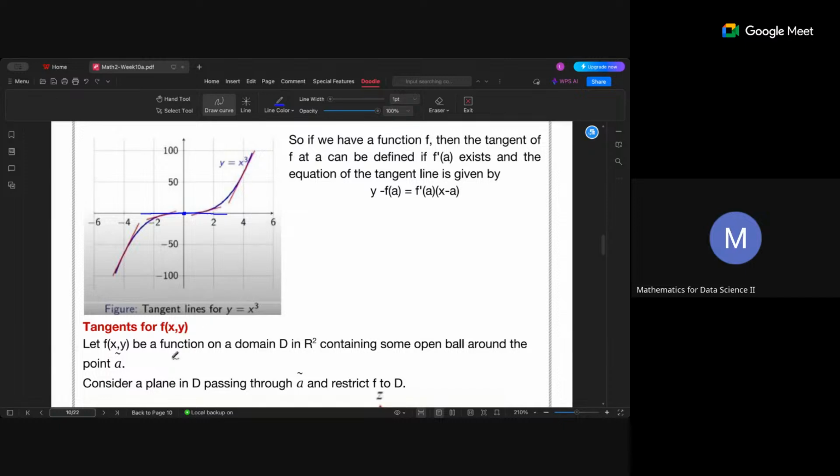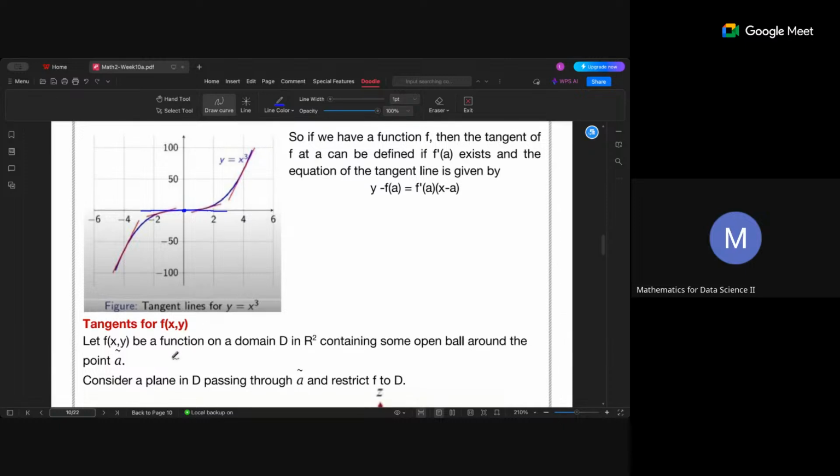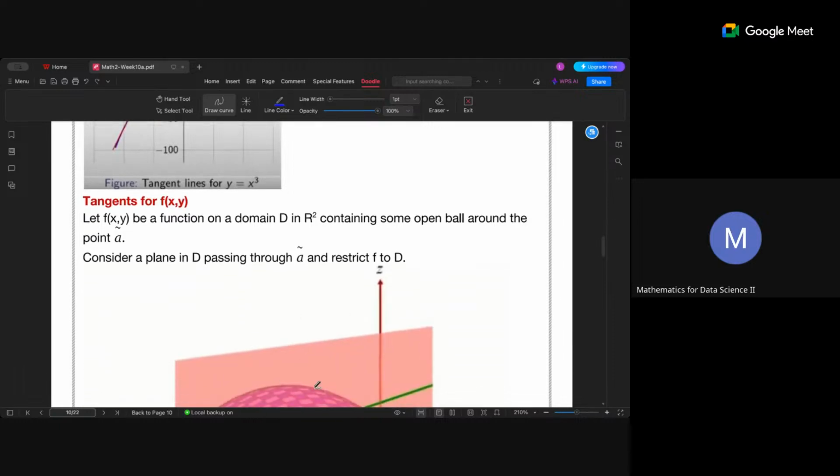Now coming to two variable functions. So first we are talking about f of x comma y, not any multivariable function. So we can visualize first what's going on. We can visualize and then we are going to give the general formula. Okay. So let f of x comma y be a function on a domain D in R2 containing some open ball around the point A. Consider a plane in D passing through A tilde and restrict F to D.